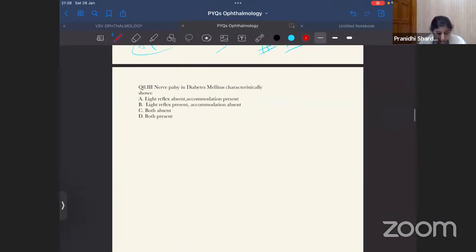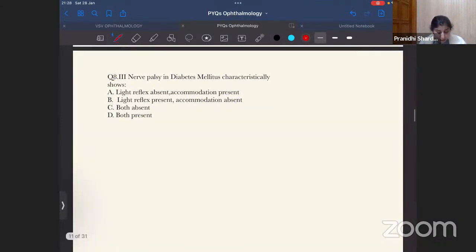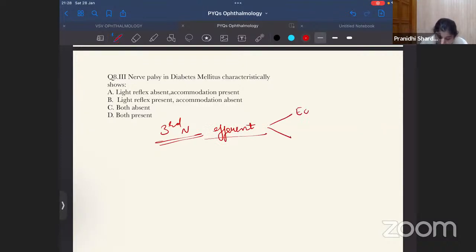Okay, so the next question is, third nerve palsy in diabetes mellitus characteristically shows what? Now, we know that the third nerve is basically an efferent nerve. It supplies the extraocular muscles, including LPS, and also the parasympathetic supply to the pupil. Now, when we discuss the third nerve, in the center the fibers for the motor supply are there, supplying the extraocular muscles.